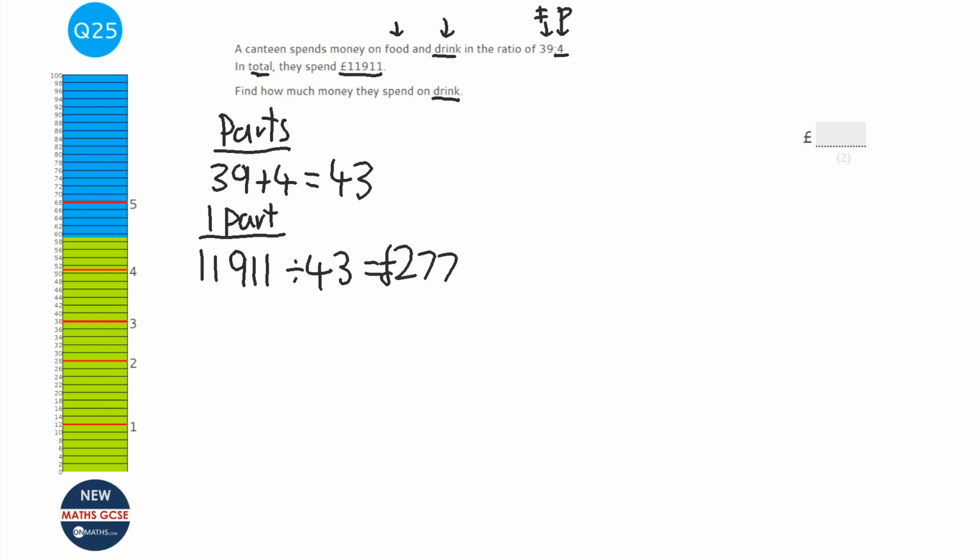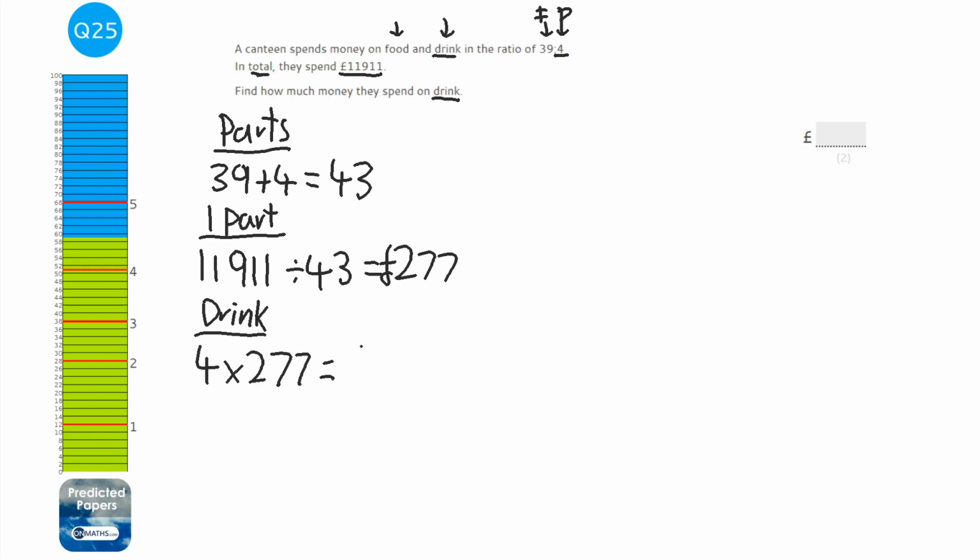So there are 4 parts, so we're just going to write drink. So if each one part's worth 277, we're just going to do 4 lots of that. And I might as well do it on the calculator, times by 4, and that's going to be 1108. So £1108.